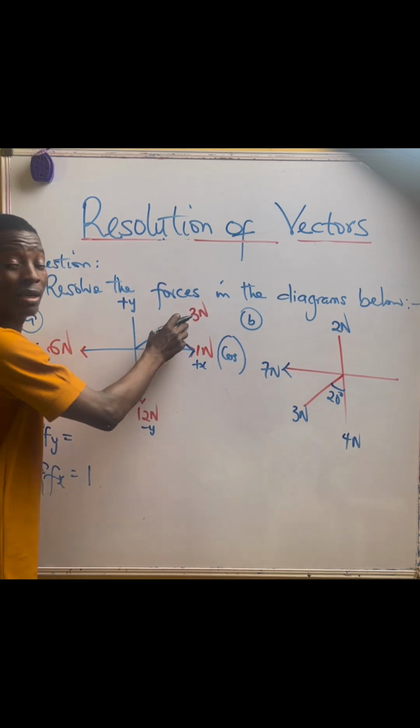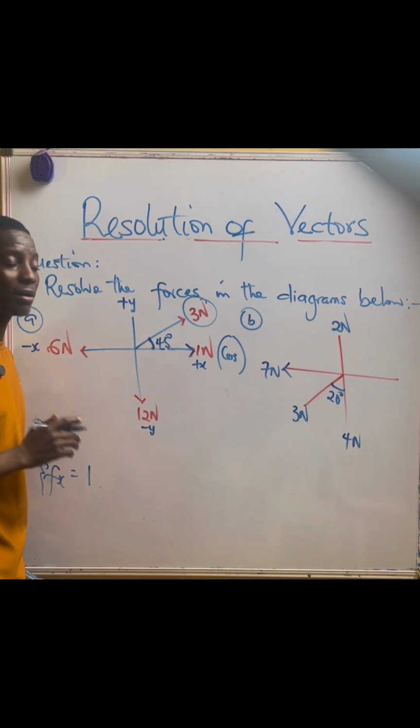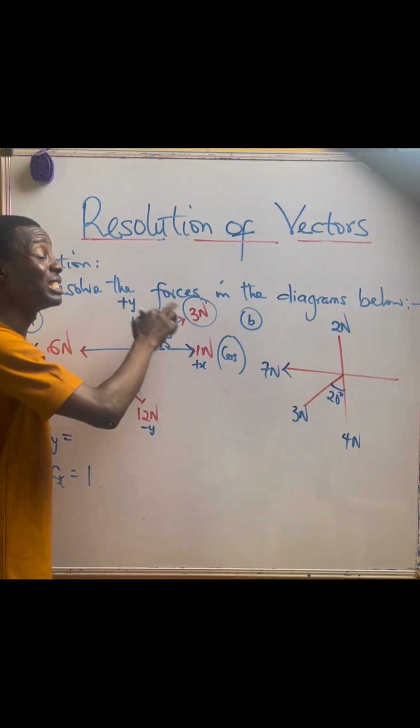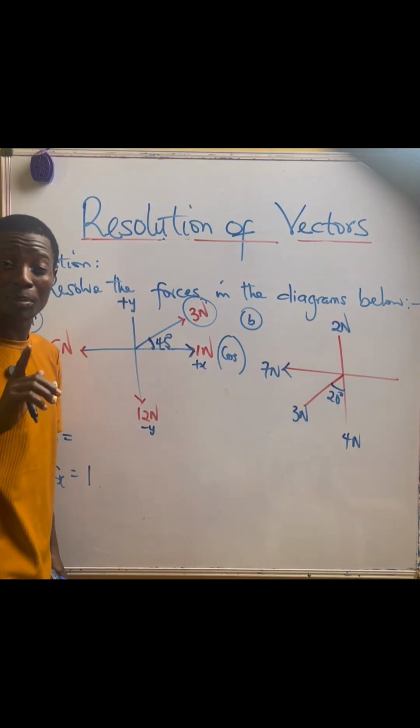Now, for this guy here, we're going to have a force here, okay? The force is actually on the z-axis. Because the force is falling on the z-axis, what's going to happen to that force?